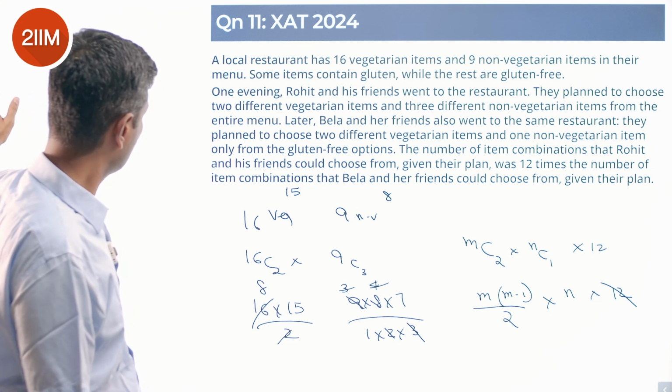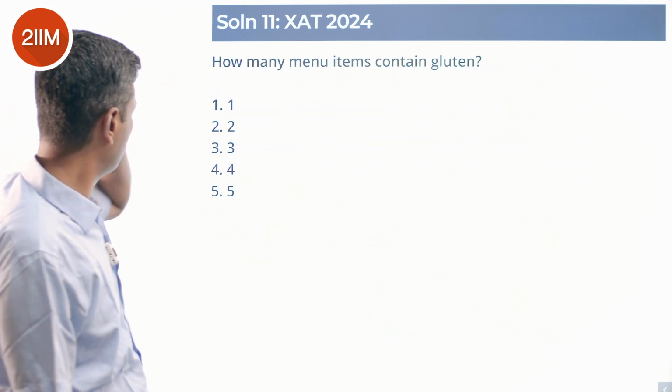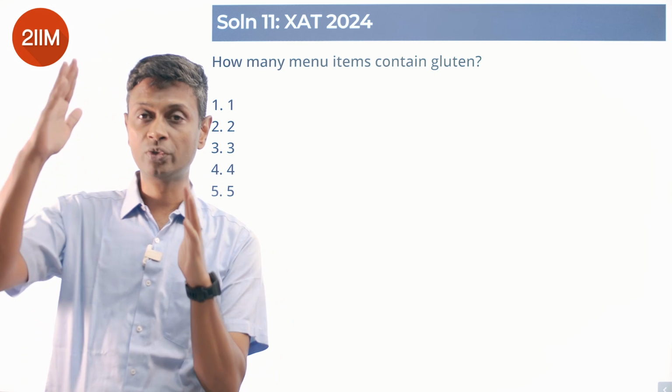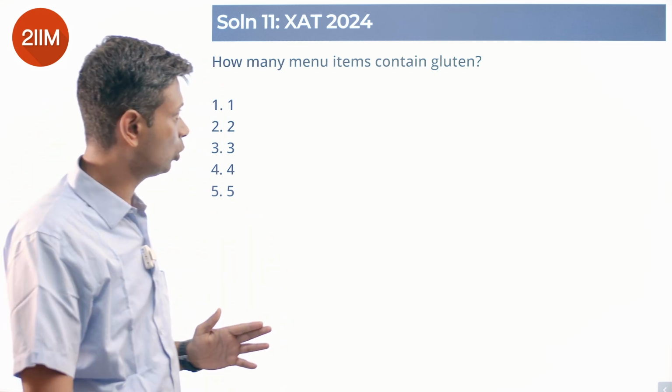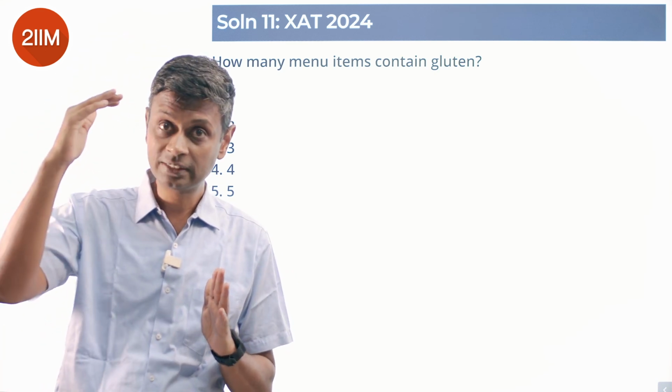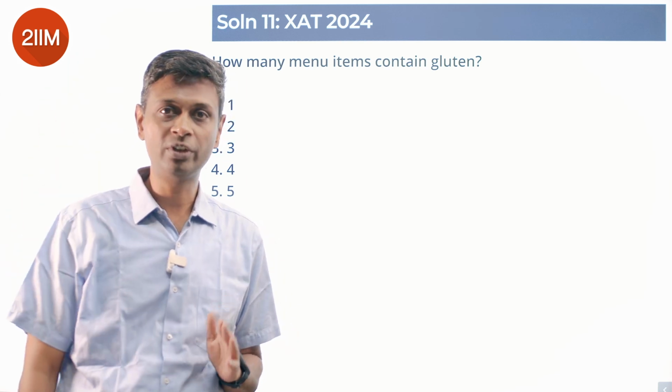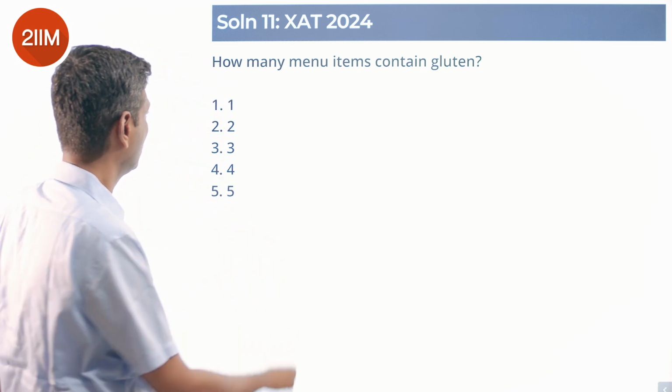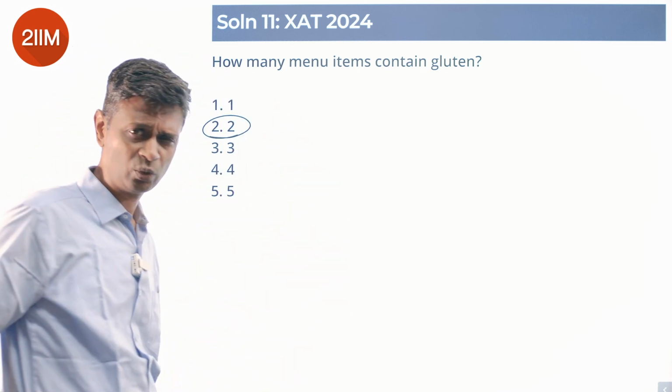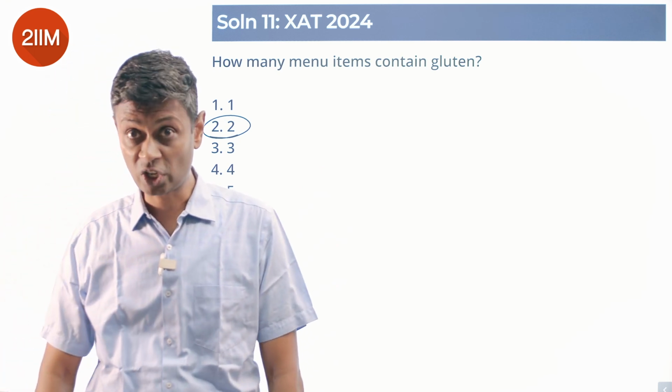Nice. So what is the question now? How many menu items contain gluten? Out of 16, 15 are gluten free. Out of 9, 8 are gluten free. 1 contains gluten, 2 totally. Wonderful question, nice and tough, properly challenging question.